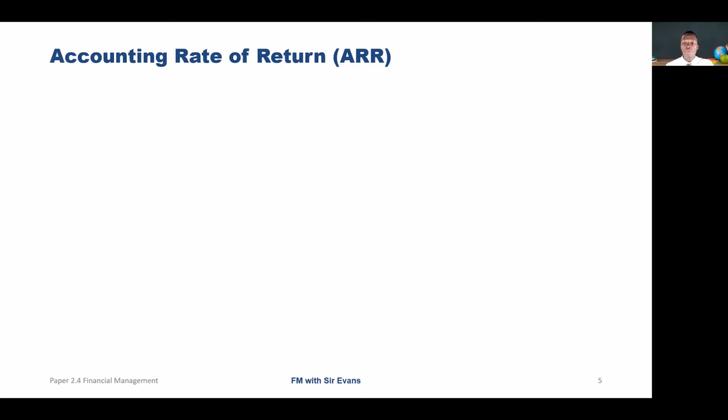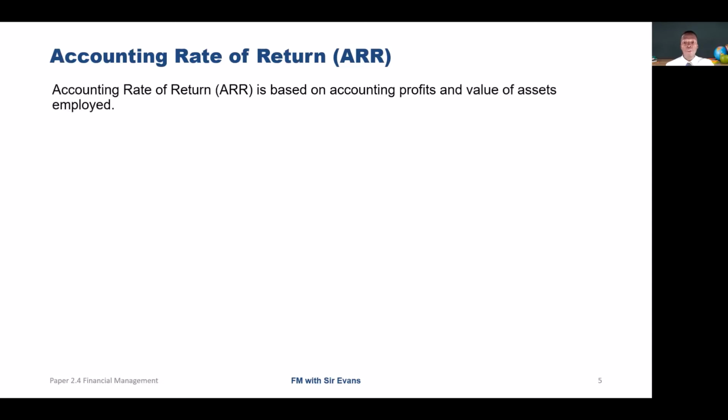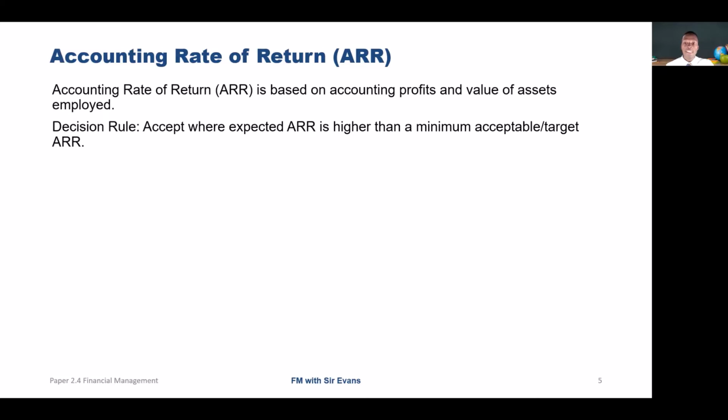So the accounting rate of return from an investment project is the accounting profit, usually before interest and tax. So we consider the profit before interest and tax as a percentage of the capital investment. And this is similar to the return on capital employed, ROCE. So to make a decision on your accounting rate of return, you need to accept when the expected accounting rate of return is higher than a minimum acceptable target. So there is a set target and your accounting rate of return for the project must be higher than that.